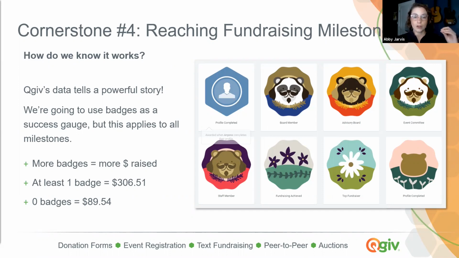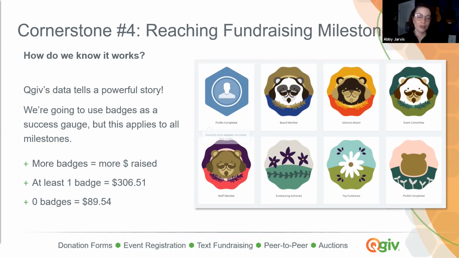So the more badges they earn, the more milestones they reach, the more money they raise overall. And it's most dramatic if you look at the jump between no badges raised and 1 badge raised. If someone has earned no badges, if they haven't had a fundraising milestone set for them, they've not been working toward anything, that person raises around $90. If a person is working toward a milestone and they raise at least 1 badge, that jumps up to just over $300.